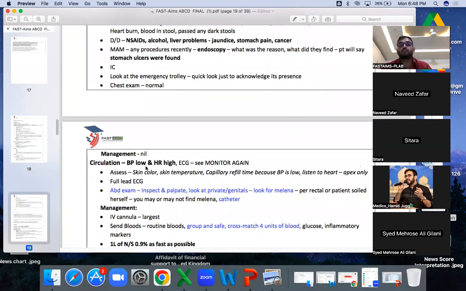On the circulation scenario, what they want to know from you is the circulation part: you will pass the IV cannula, and they want to listen to this. You will send for cross matching, number one. Number two, blood grouping. And number three, arrange 4 units of blood. They want to listen to this from you because this is the bleeding scenario. In all three bleeding scenarios, they want to listen to this.